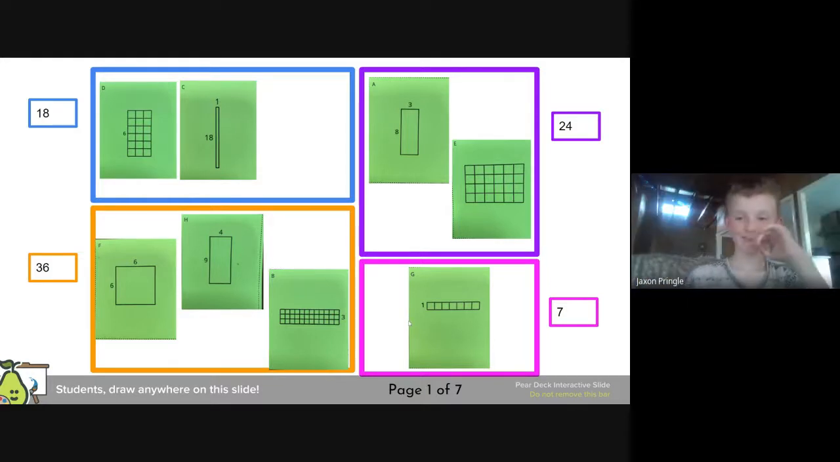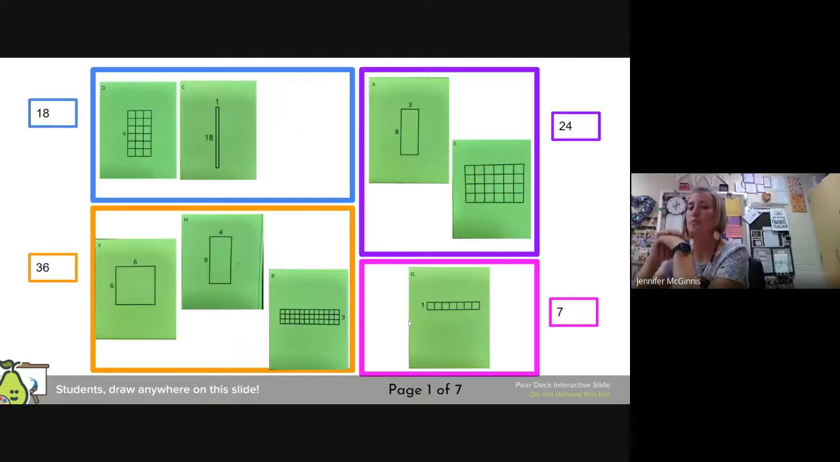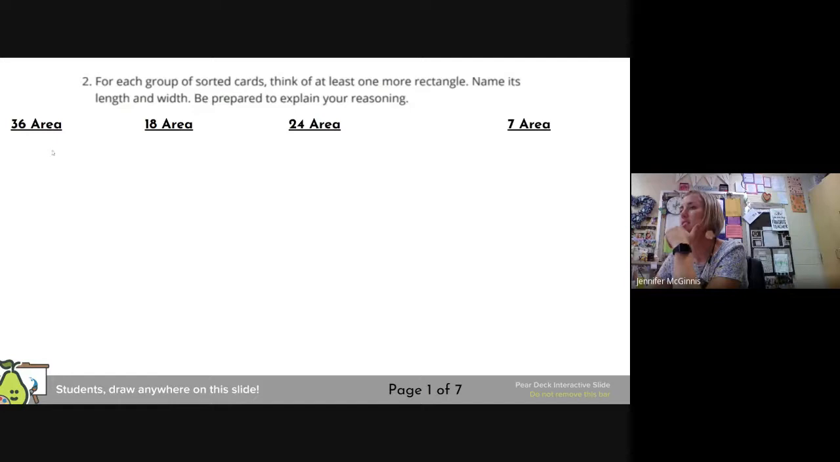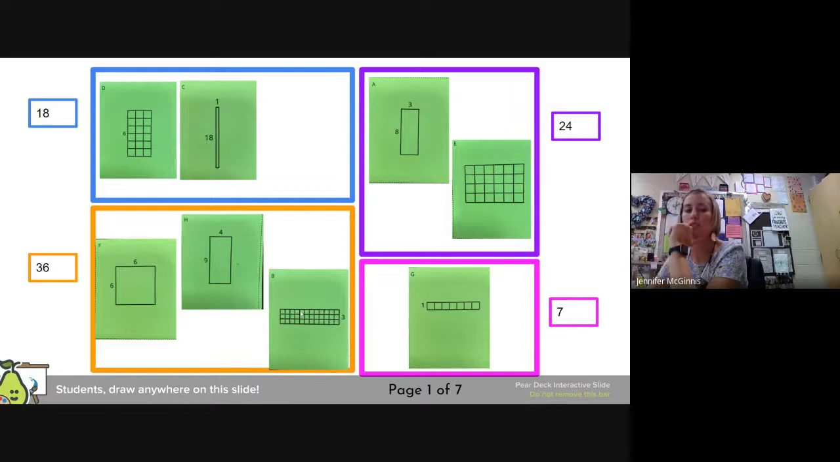Now, I have a job for you. Here is a list. 36 area, 18 area, 24 and 7. Here is a list of all the different areas we made with these cards, right? Can you draw another box for each one of these areas? 18, 36, 24, and 7 in your Cactus notebook underneath the classwork line. Can you draw another box for these?